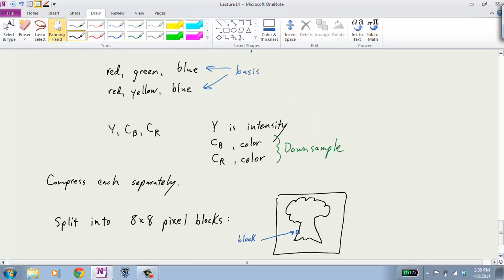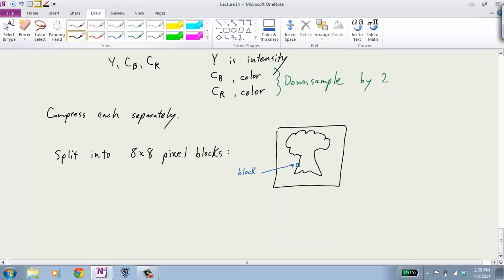Technically this is 8 by 8 on the downsampled space, and so to keep it aligned, you'll have something like 16 by 16 up here, if you usually downsample by only a factor of like 2. So you will actually have bigger blocks for the Y, 16 by 16 or something.